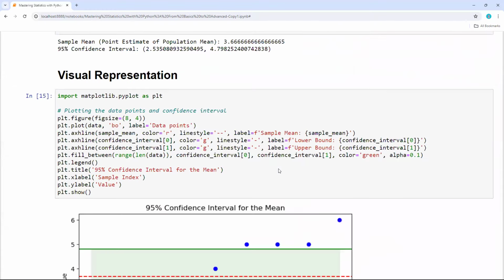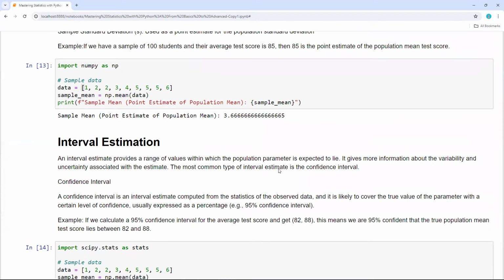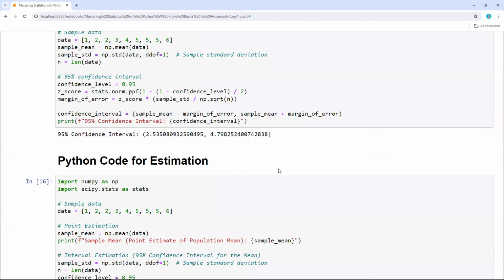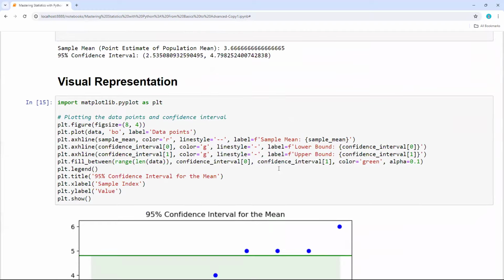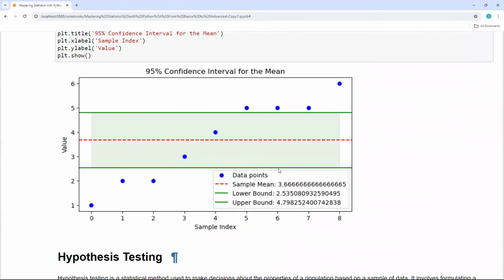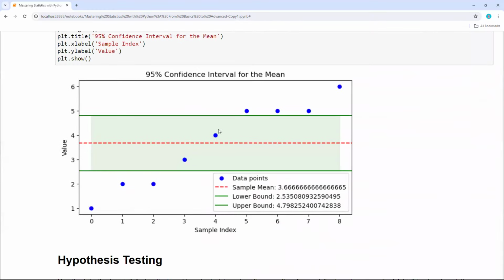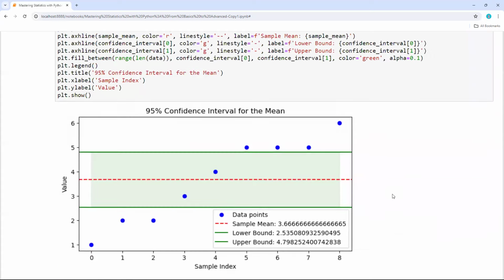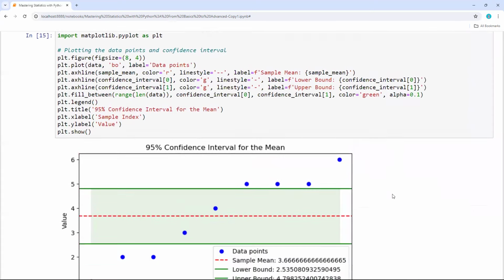So that is what we covered so far, all descriptive to inferential statistics by hypothesis testing. And I also visually represented my central tendencies and dispersions. So that is the video, guys.